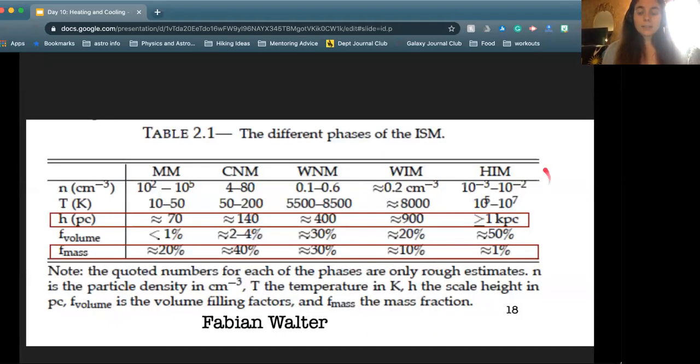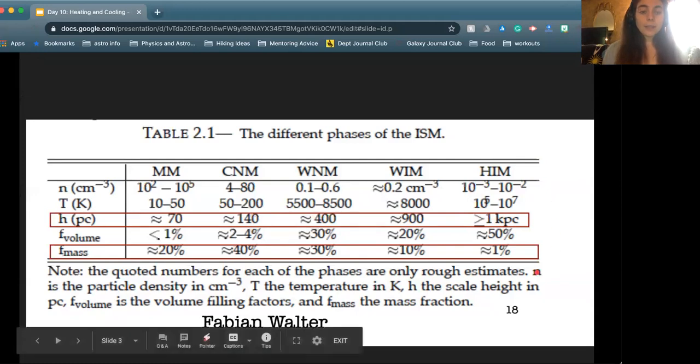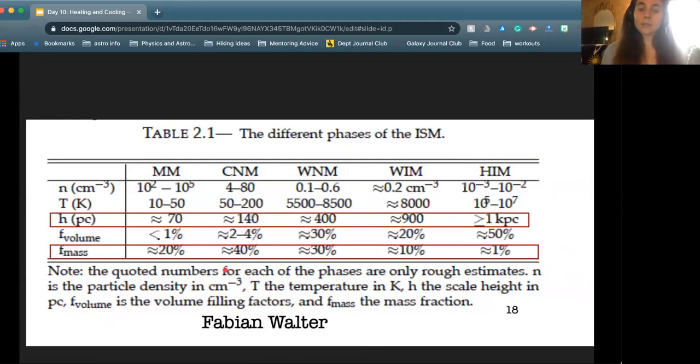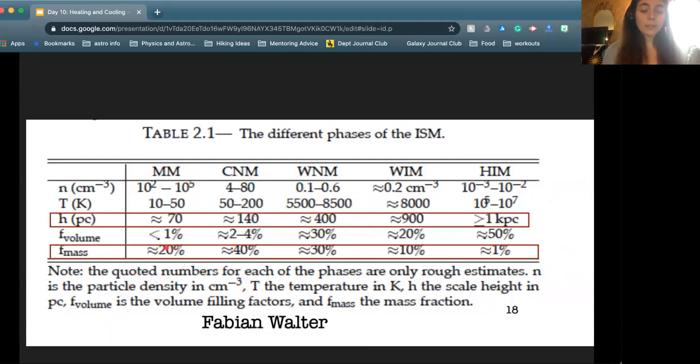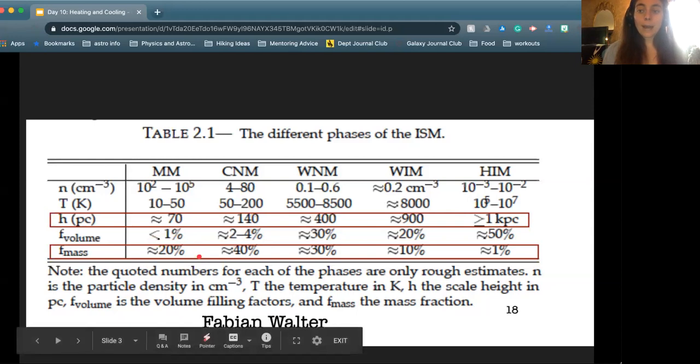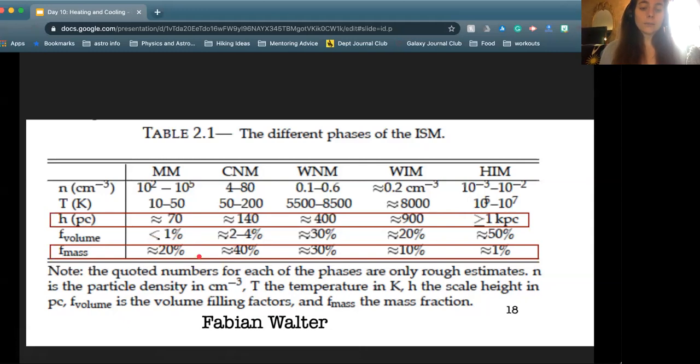The next thing we looked at was, again just to review, I wanted to remind everyone of the different phases of the ISM. This is from a book by Fabian Walter. He splits up his phases of the ISM slightly differently than I did. There are some differences, but just as a reminder, we have our giant molecular clouds that are really dense. They don't take up much of the volume. Their filling factor is very low, but they take up a good portion of the mass, about 20% of the mass in the ISM. This is just the gas mass in the galaxies. It's not including stars.